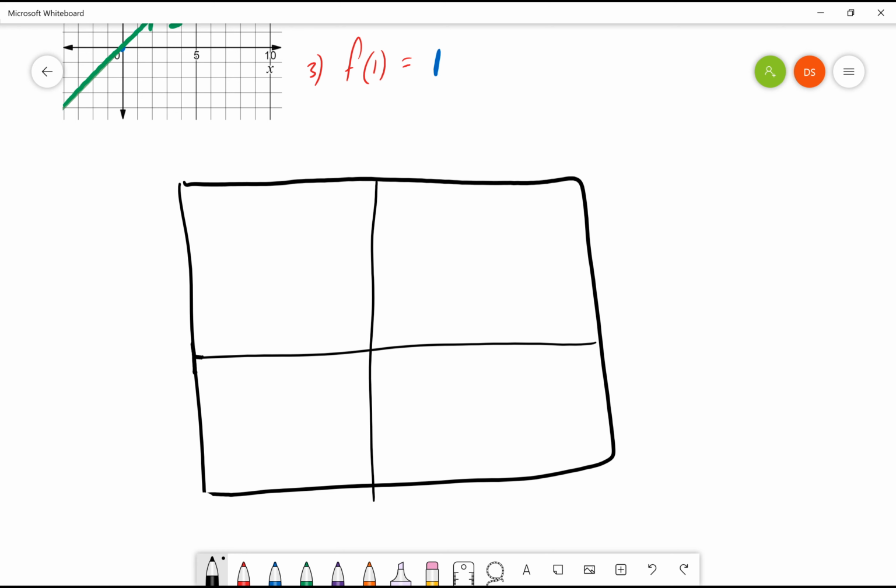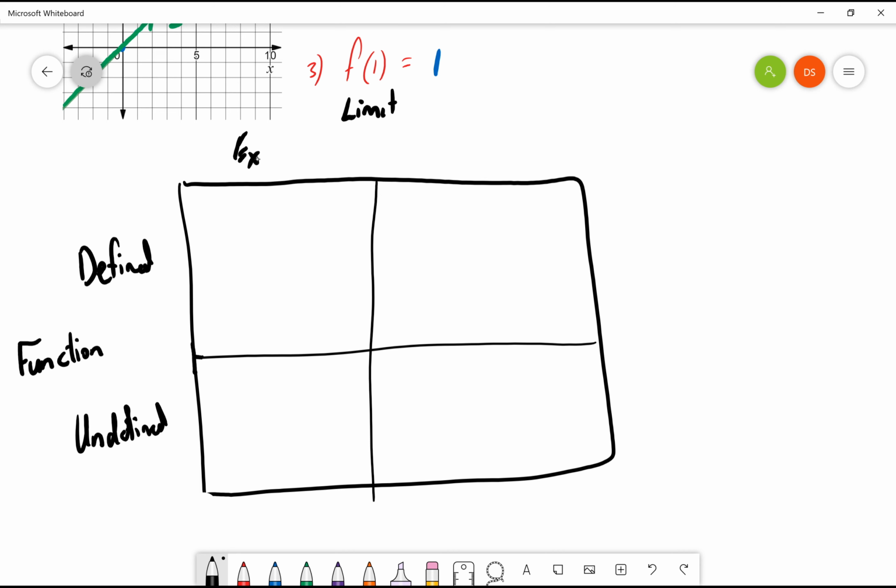I'm not an artist, but here we go. So we're going to talk about the limit here and the function here. So the function is either defined at a point or undefined at a point. The limit either exists or does not exist. Those are the 4 scenarios that we can get.